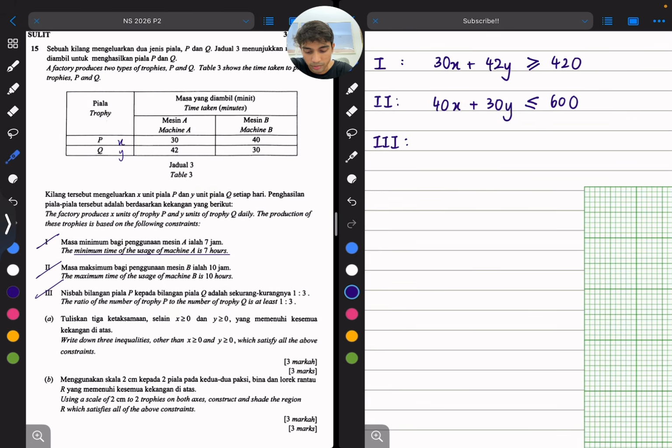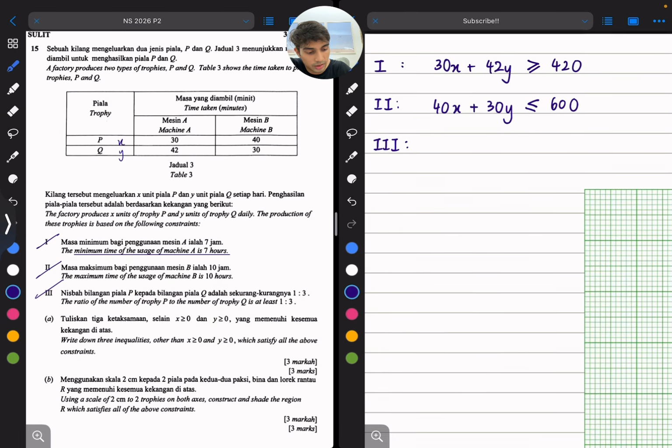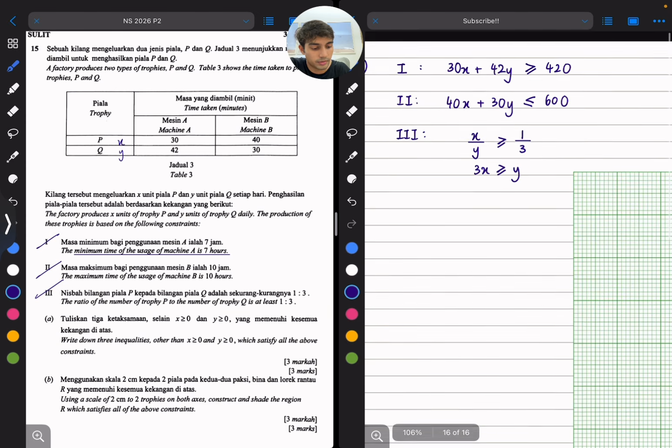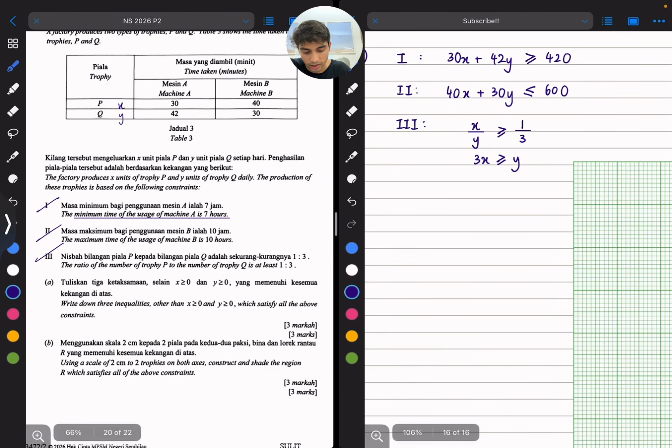Number 3. The ratio of number of trophy P to the number of trophy Q is at least 1 to 3. So trophy P to trophy Q, the ratio is at least 1 to 3. So you can cross multiply if you want. Let's just cross multiply. So 3x equals y. Done. So we get 3 marks from here.